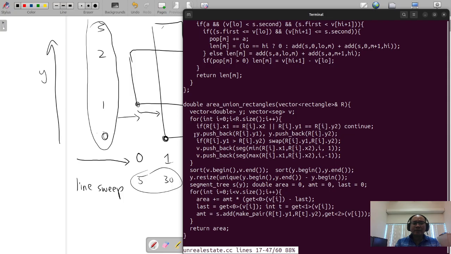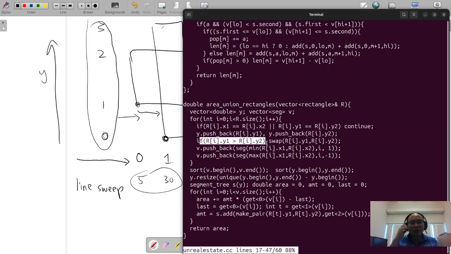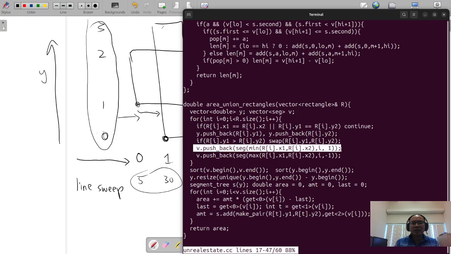Then basically here you push all the y values into this list, and then this just makes sure that if somehow they're in the wrong order, you swap them, and then you push back the segment of x's. Oh, okay, so this time this is actually scanning, and this code scans in the other direction. It scans the y values, and then deals with the segments in x instead of what I drew, but it's really the same thing.